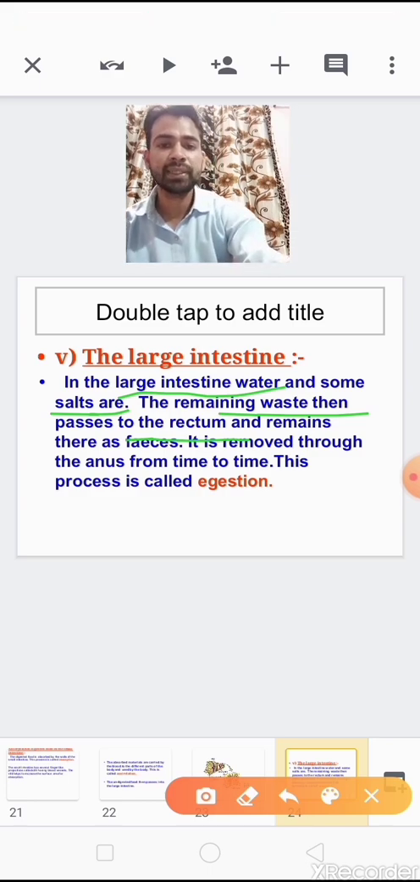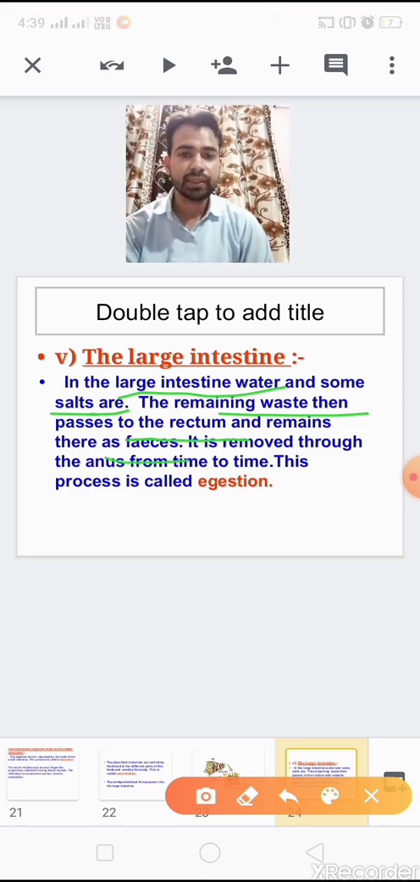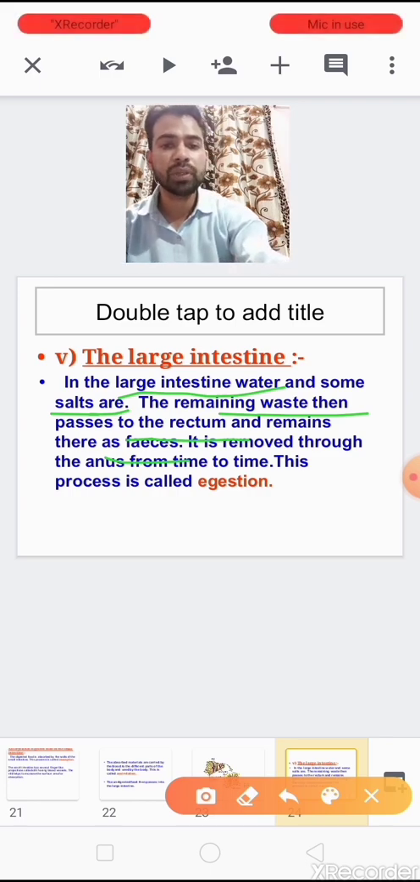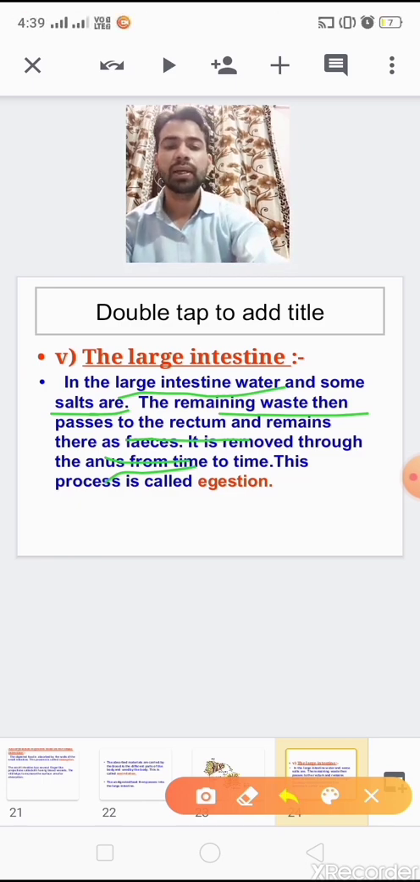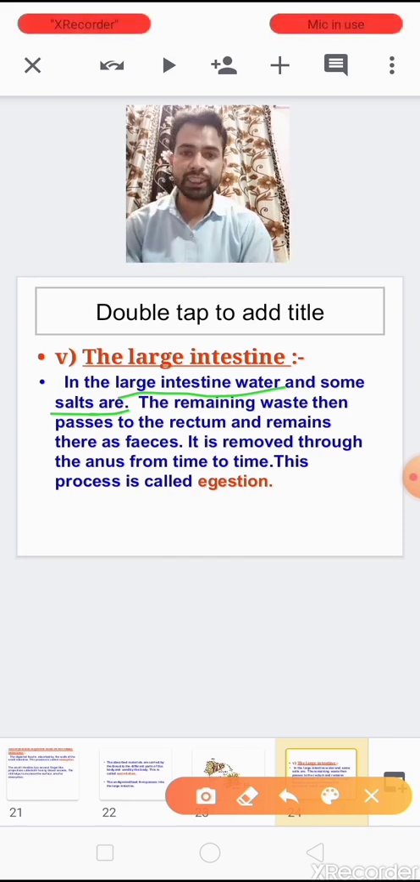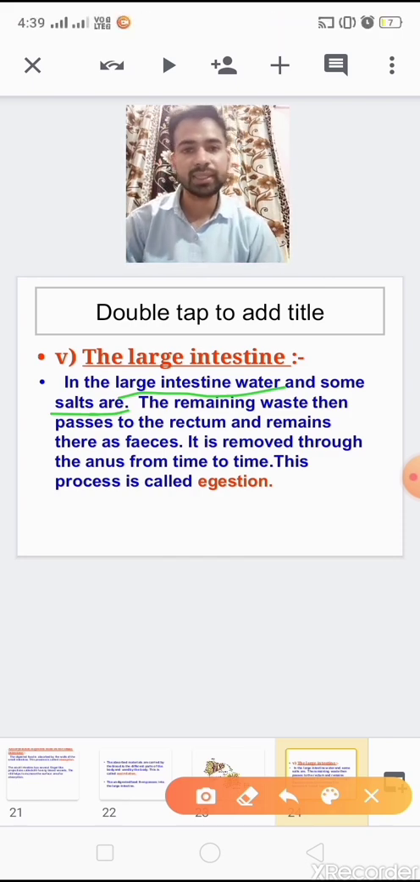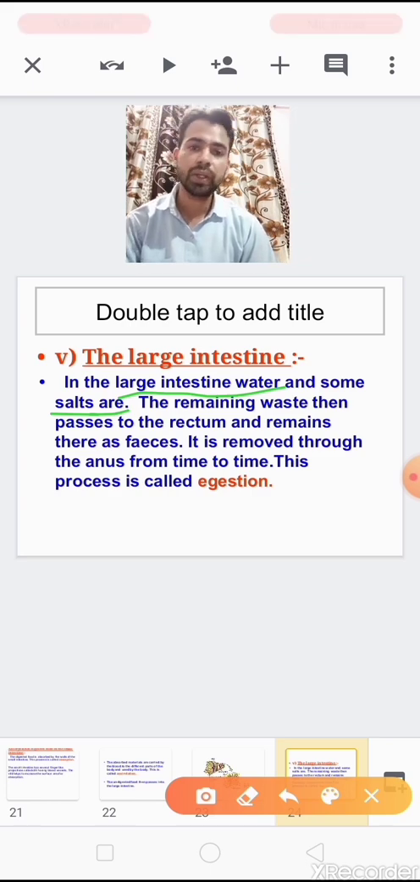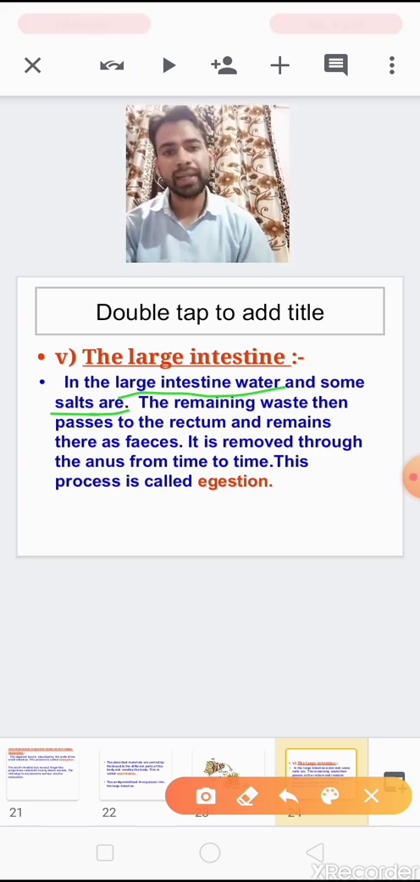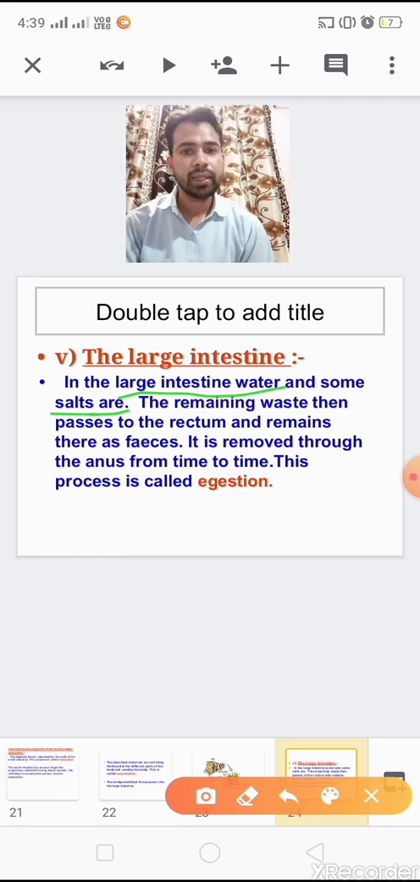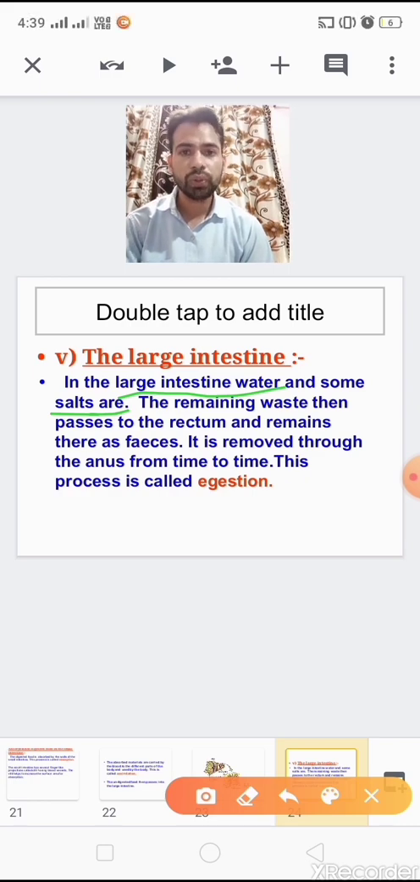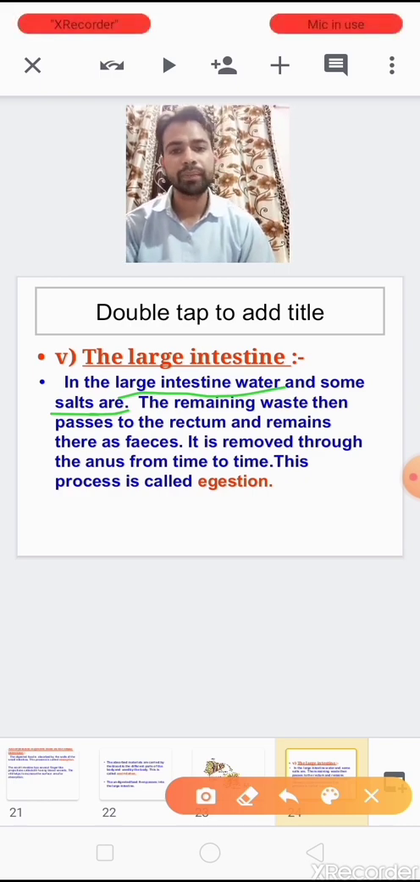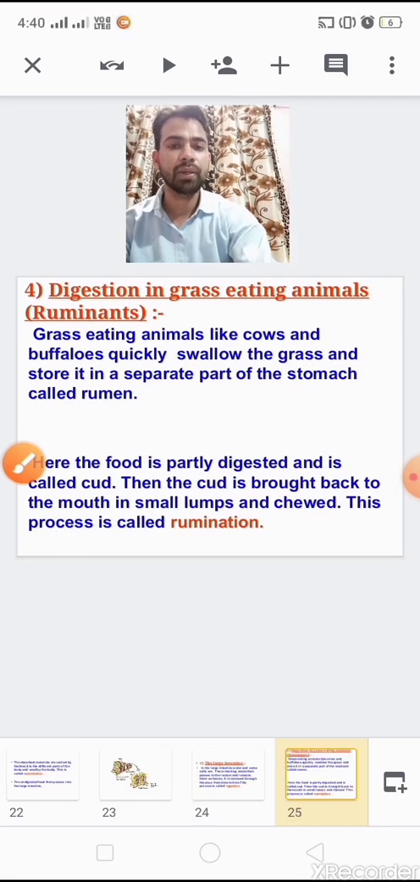It remains there as feces, and it is removed through the anus from time to time, and this process is called egestion. Okay children, that is the last step of animal nutrition, where the undigested food stored in the rectum of the large intestine is removed through the anus. Okay, clear about this? Any problem?